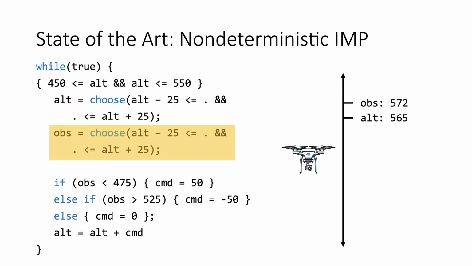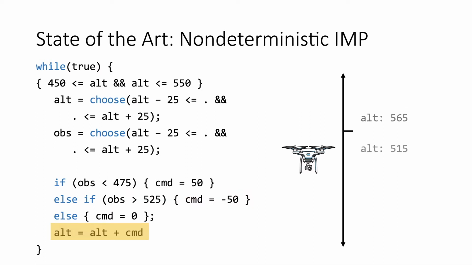All right, so the next thing we have to do is produce our observation, obs, and we're going to do this the exact same way. We're going to say that obs is alt plus or minus 25. And now we're going to execute our state estimator. So in our example, obs is 572. So we're going to execute the too high branch because obs is greater than 525. And so this means our command is going to be descend by 50. And the environment model specifies that we're going to apply this command by adding it to the true altitude. So this is going to bring our true altitude back down to 515. And then I will now note that this true altitude of 515 satisfies our correctness condition.